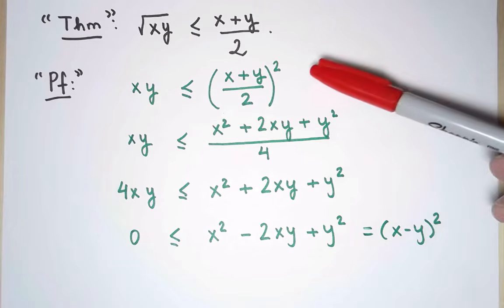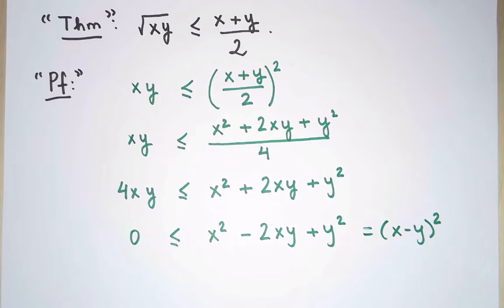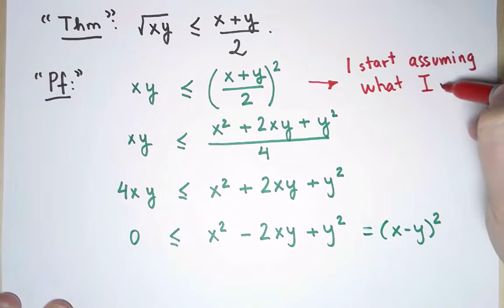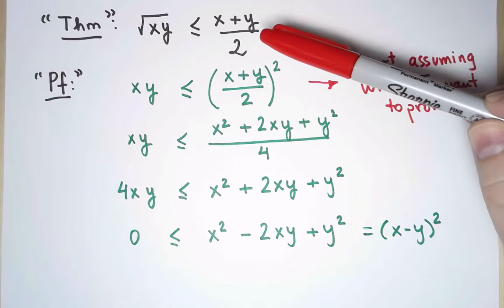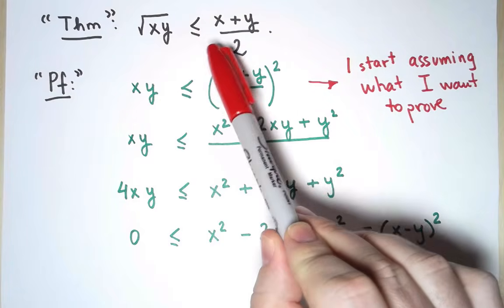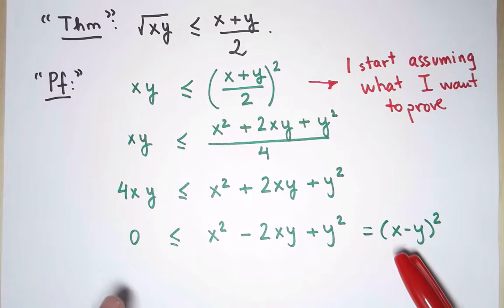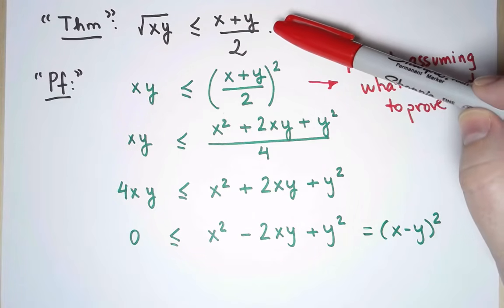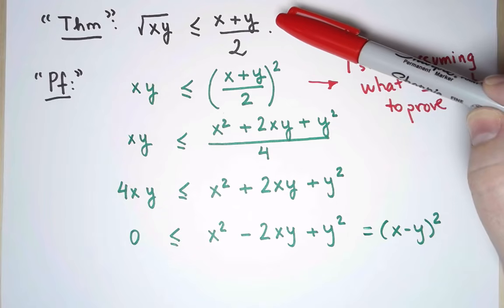This proof is wrong from beginning to end, and in fact it is not a proof. The main problem is right at the beginning. I began by assuming what I wanted to prove. Effectively, I have shown that if this first inequality is true, then this number is non-negative. But that doesn't tell me whether the initial inequality is true or not.